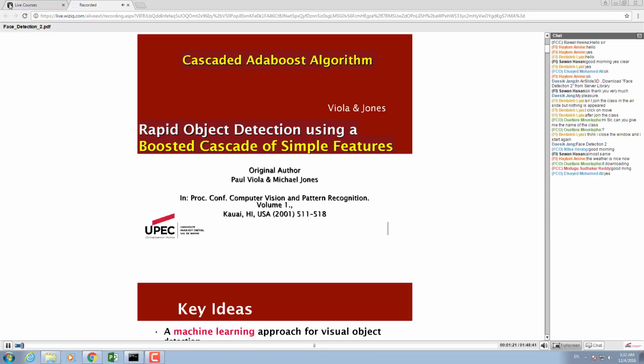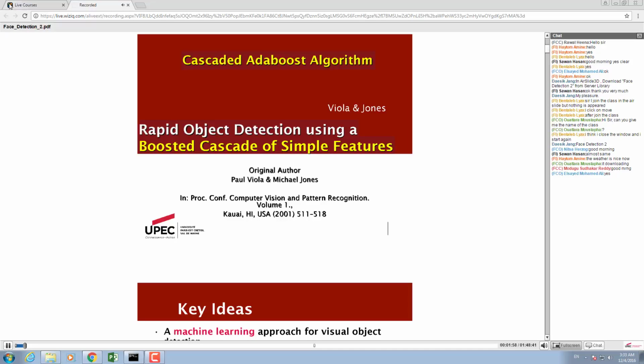Okay, yeah. So the title of the paper, when it was first published, was Rapid Object Detection Using a Boosted Cascade of Simple Features. So it is actually explaining the important features of this paper. It was proposed by Viola and Jones. So some people call this one the Viola and Jones algorithm or cascaded AdaBoost, something like that.